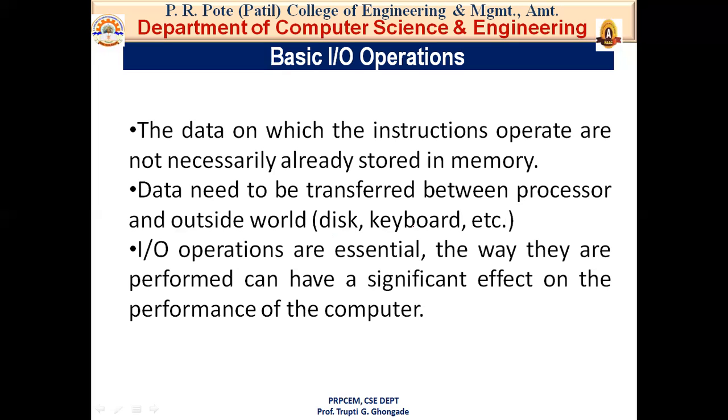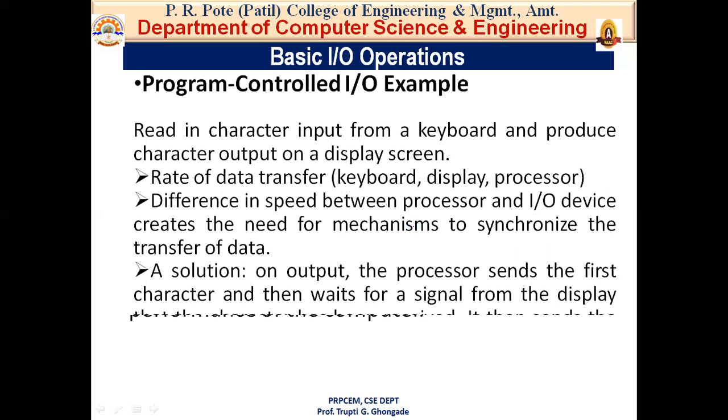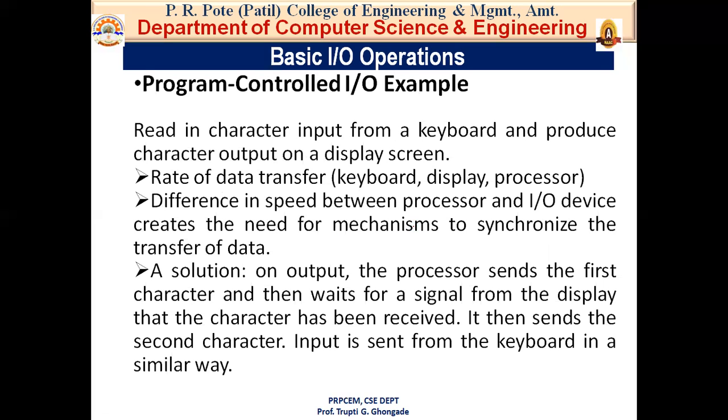Let's consider one example: we want to read a character from the keyboard and produce a character on the display screen. We are reading a character from the keyboard and displaying that character on the display screen or monitor. To perform this input and output operation, we need the help of program controlled IO.